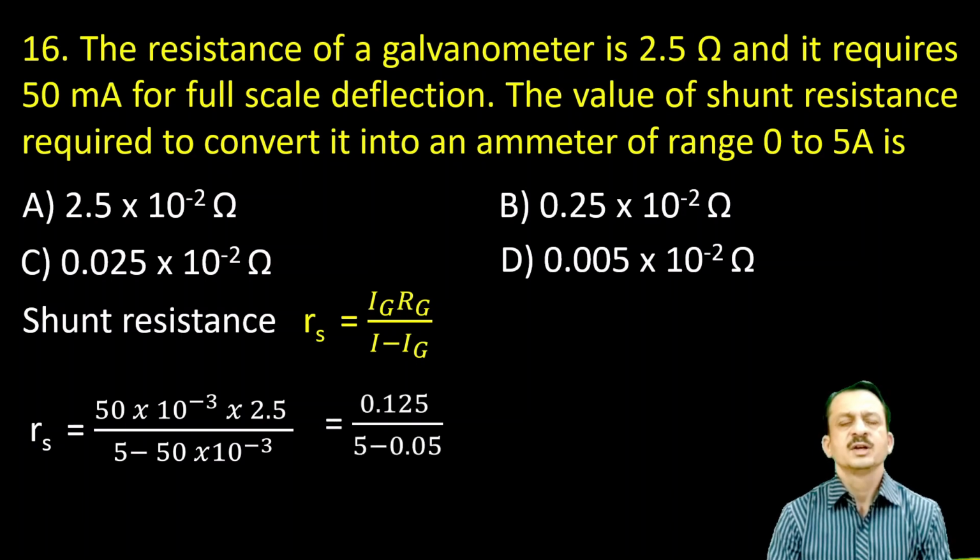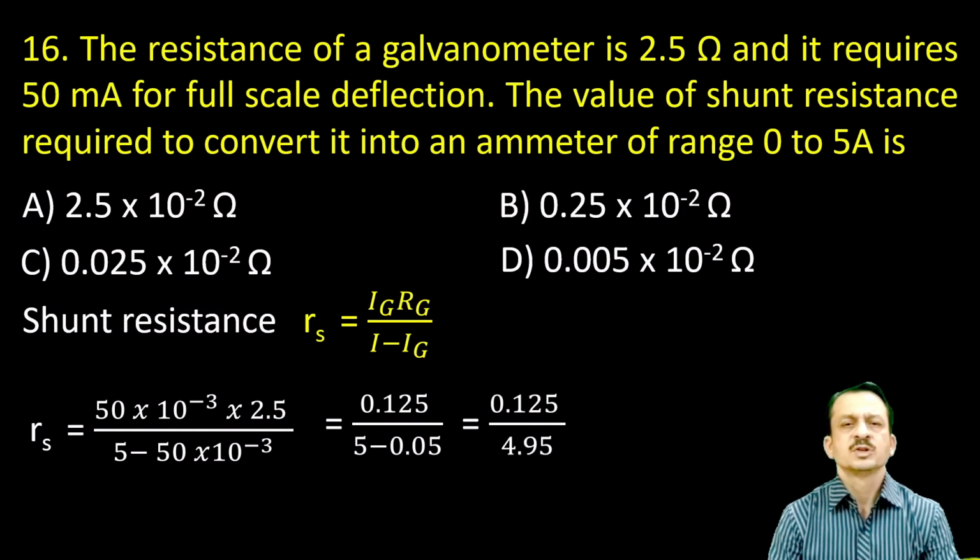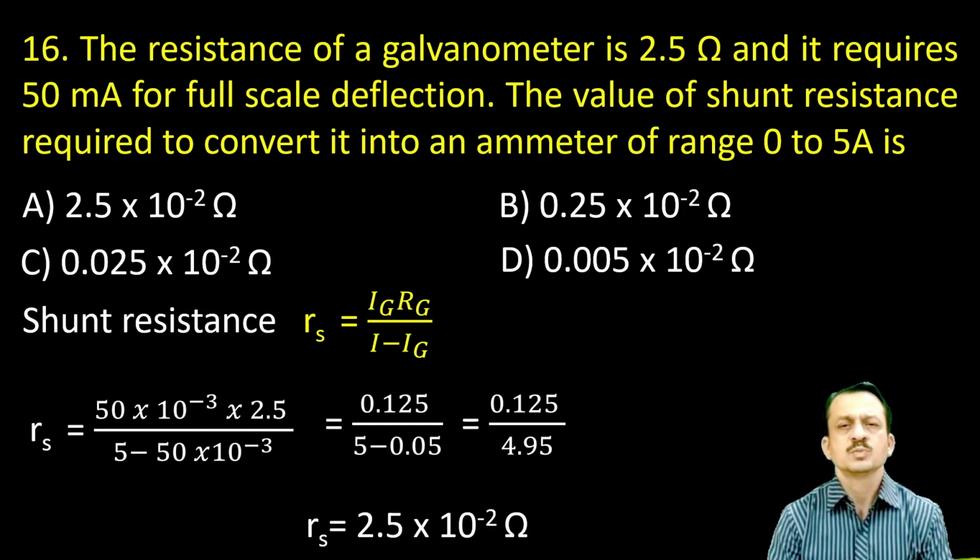Now simplifying this one, in the numerator we get 0.125. In the denominator, 5 minus 50 into 10 to minus 3, that is 5 minus 0.05. Therefore it is 0.125 divided by 4.95. In the numerator, if I shift the decimal by 2 places, I will get 12.5 into 10 to minus 2. Remember that one. In the denominator, it is 4.95, almost 5. So 12.5 by 5 means it is almost 2.5. Therefore, the answer should be 2.5 into 10 to minus 2 ohms. Hence, A is the right answer here.